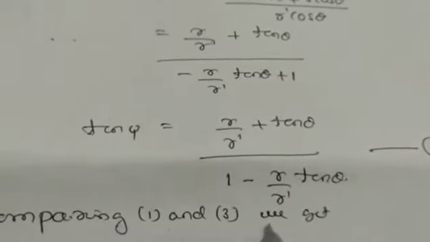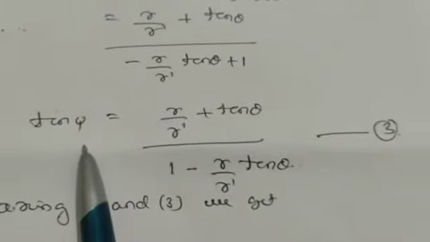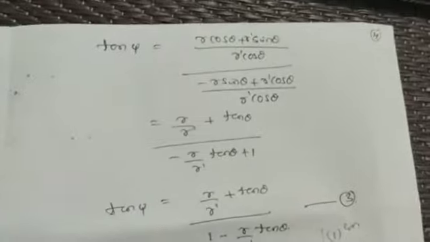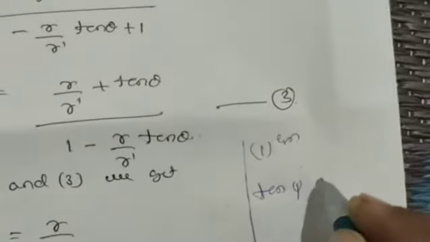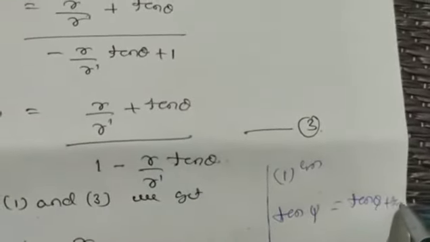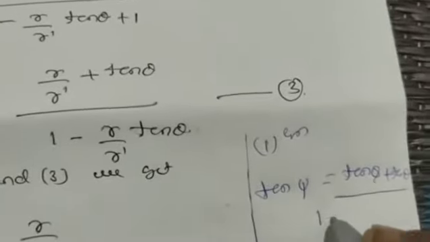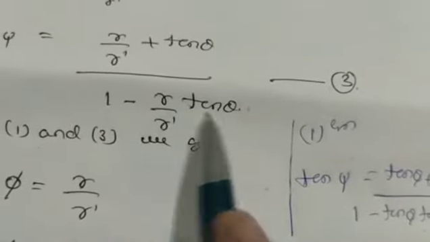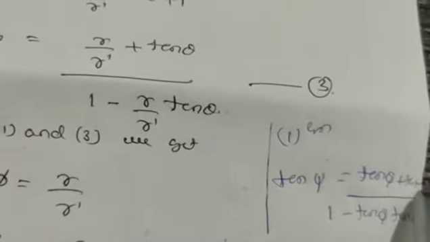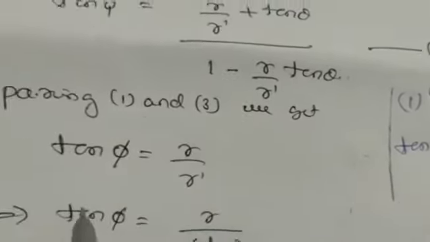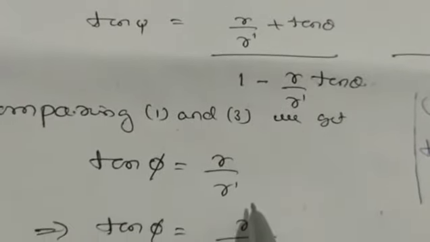Let us compare equation 1 and 3. The left-hand sides of equation 1 and 3 are the same. Equation 1 is tan psi equals (tan phi plus tan theta) divided by (1 minus tan phi into tan theta). Now comparing these two, tan phi plus tan theta as it is, and in place of tan phi we have r by r dash, in the denominator also. So from this we can say that tan phi equals r by r dash.